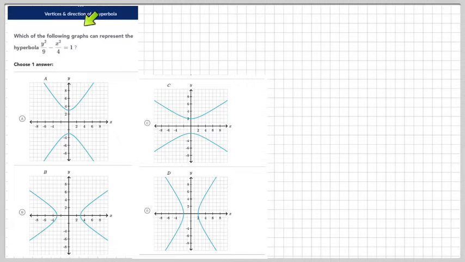All right, we're looking at vertices and the direction of a hyperbola. When it says direction, it's talking about if it's horizontal or vertical. Okay, is it vertical or is it horizontal? Vertical. All right, and so that's what direction is. The vertices, that's where the parabolas come off of it. Okay, so let's look at the graph here.